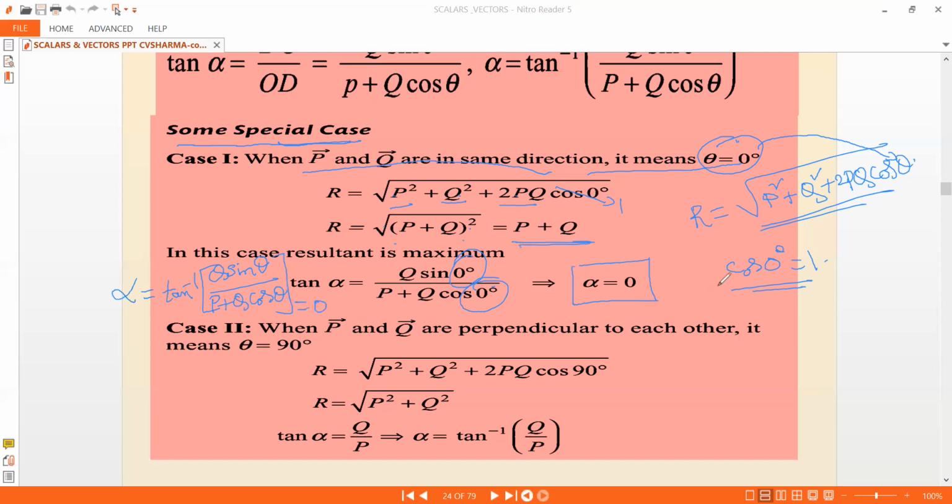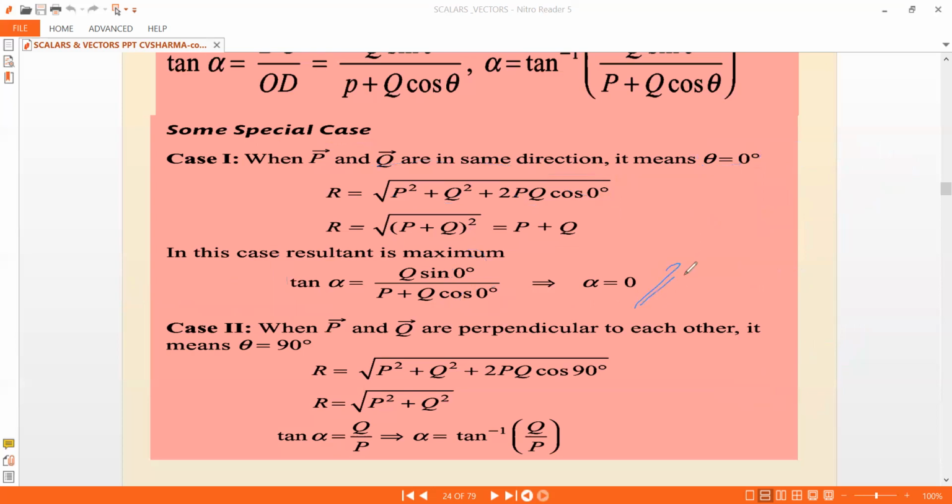Alpha equal to 0 refers to the scenario where the vectors are like this. This is my alpha. Alpha going to 0 means this vector is falling on this p bar itself. So when the vectors are added together in the same direction, you get the maximum resultant. That is possible with the angle alpha equal to 0. That's what alpha equal to 0 says. I hope you got this.